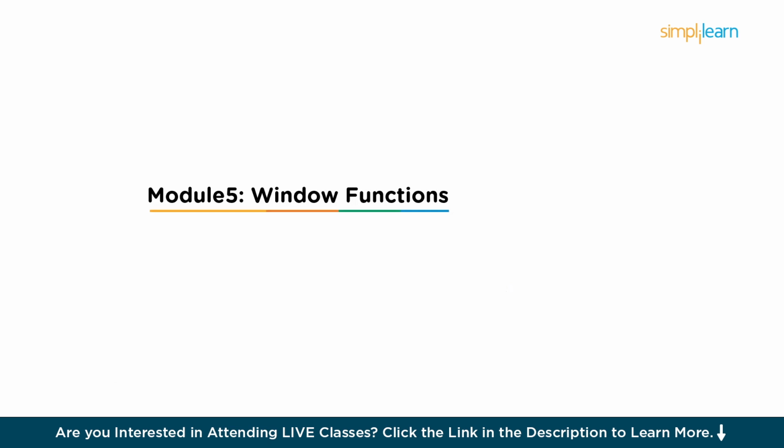Welcome to Module 5, where we introduce one of the most powerful and versatile features in SQL for advanced analytical tasks: window functions. While aggregate functions like SUM and AVERAGE collapse rows into a single summary, window functions allow you to perform calculations across a set of related rows without collapsing them. This means you get to see an aggregate value alongside each individual row, providing crucial context that simple GROUP BY statements cannot.